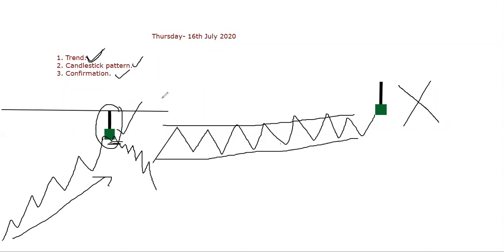So if you are trading purely on candlestick pattern basis, then you need to identify the trend first. If there is no perfect trend, then my suggestion is do not initiate the trade. All right. I hope I have answered your question.